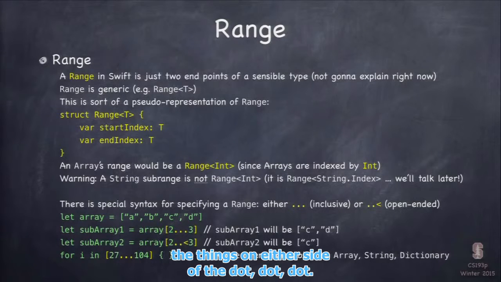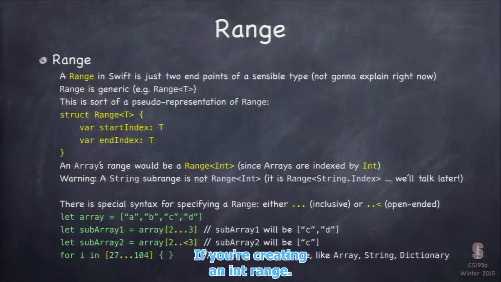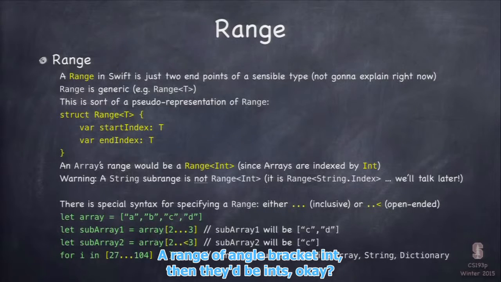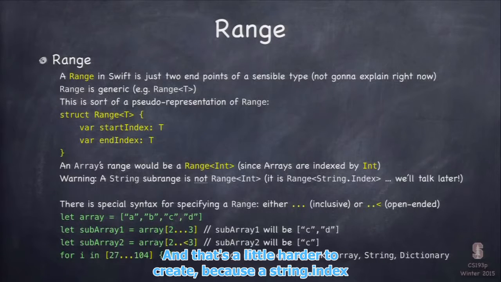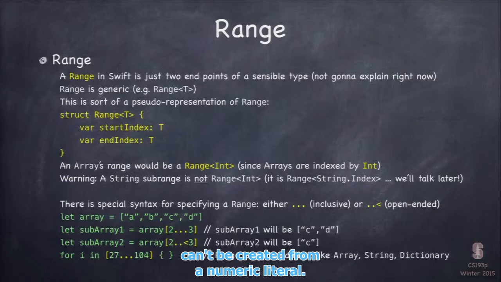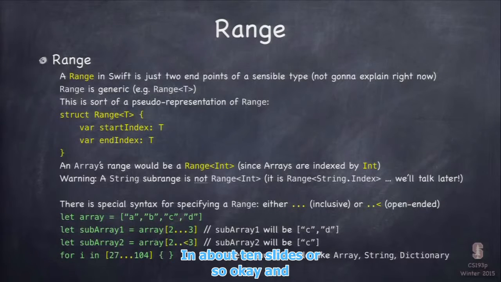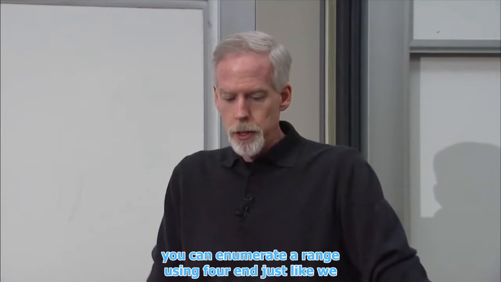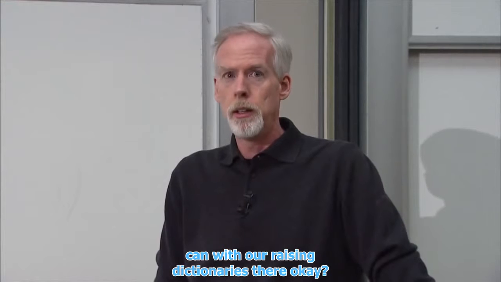And the things on either side of the dot dot dot depend on what kind of range you're creating. If you're creating an Int range, a Range angle bracket Int, then they'd be Ints. But if you're doing a String, they have to be String.Indexes. And that's a little harder to create because a String.Index can't be created from a numeric literal. You have to create it programmatically. So we'll talk about that in about 10 slides or so. And you can enumerate a range using for in, just like we can with arrays and dictionaries.